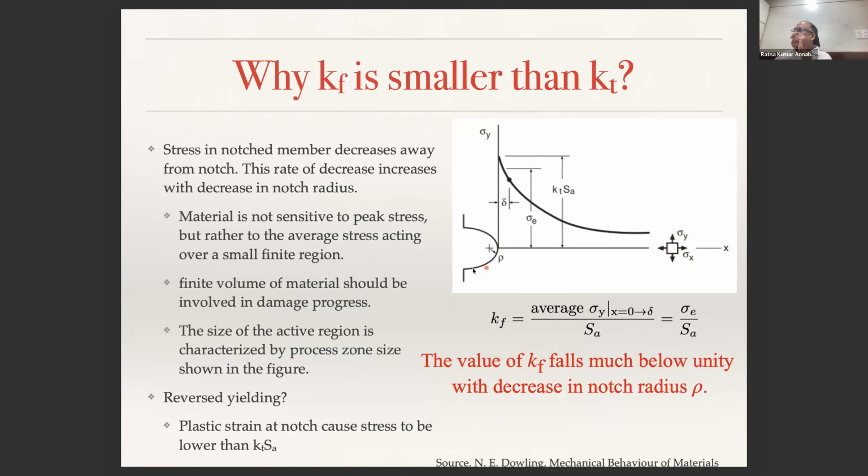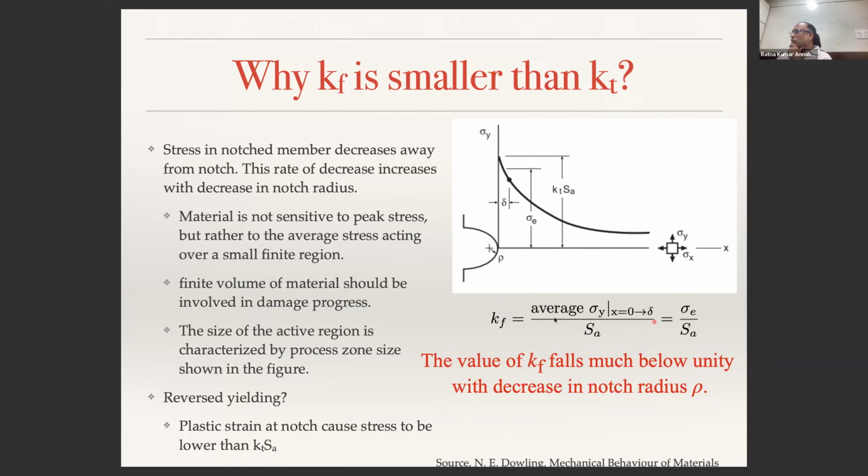That means the notch becomes blunter and blunter, because you will have local stress reaching the plastic, causing plastic deformation of the material. So if you look at this particular figure, Kt times stress amplitude should give you this stress, but the reality is that ahead of the crack tip you will have some plastic zone. Depending upon the size of the plastic zone, the actual effective stress, given by Kf, will be sigma E by Sa.